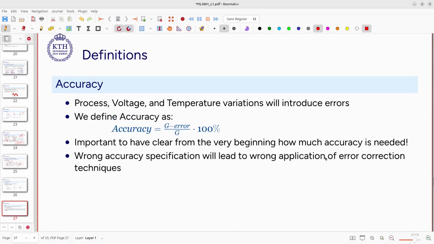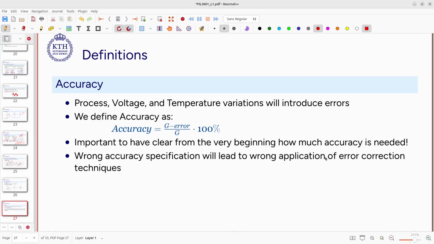The next important definition is accuracy. As mentioned, there will be process variations, devices that do not look the same. They will change the performance. They will depend on how much voltage we apply and on the temperature variations. So there will be errors that are introduced.